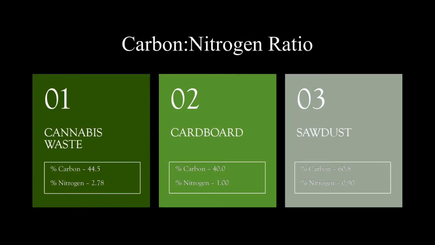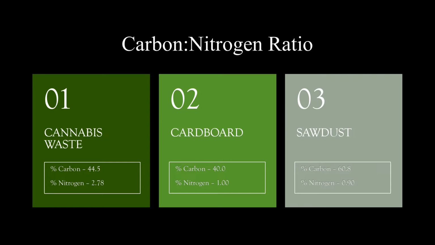Literature research reveals the carbon and nitrogen content of each component of the pile. As listed in the leftmost table, the cannabis waste has the highest nitrogen mass fraction value at 2.78%. Since the percent carbon is only 44.5, a quick division reveals that on its own, the cannabis waste only has a carbon to nitrogen ratio of 16:1.